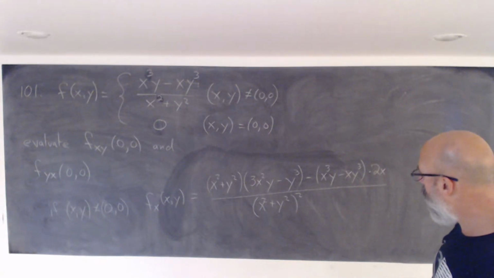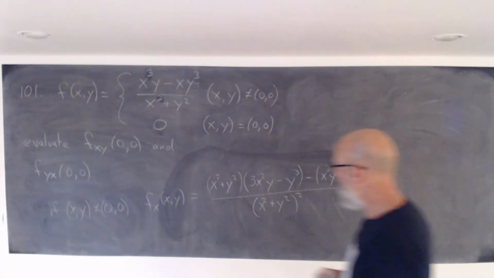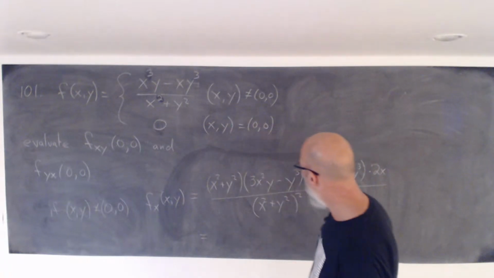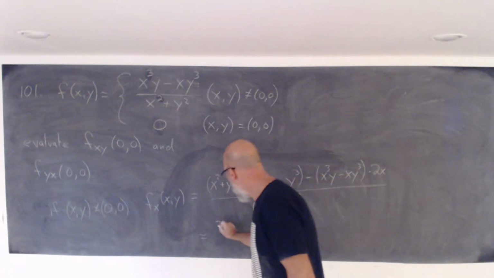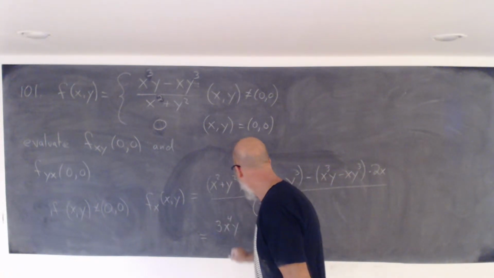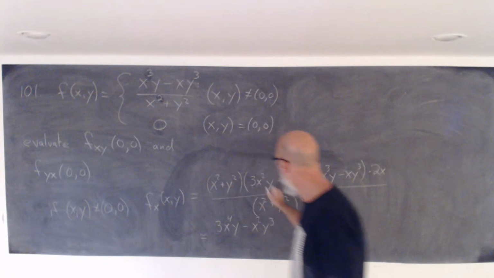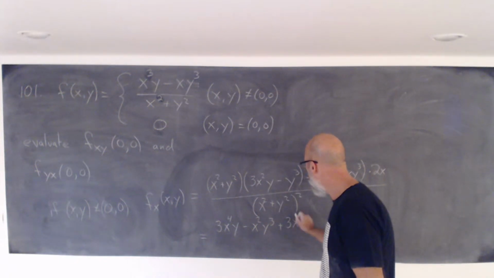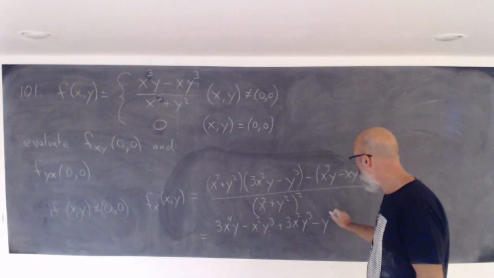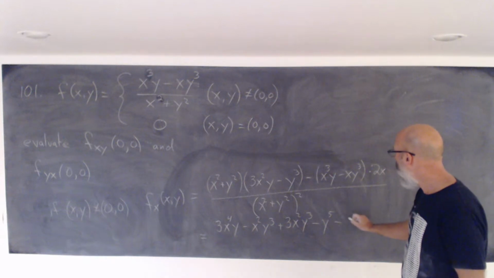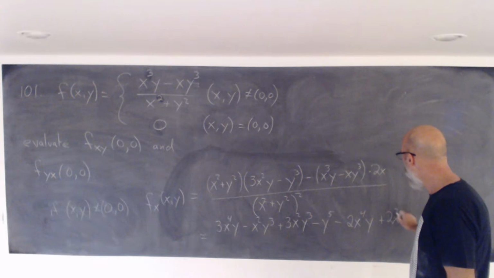Can we simplify that? Does anything cancel? Let's try to expand and see what happens. This is 3x to the 4 y minus x squared y cubed plus 3x squared y cubed minus y to the 5 minus 2x to the 4 y plus 2x squared y cubed.